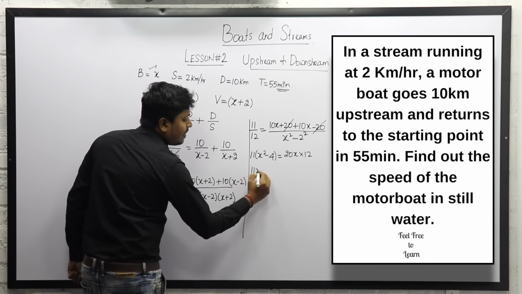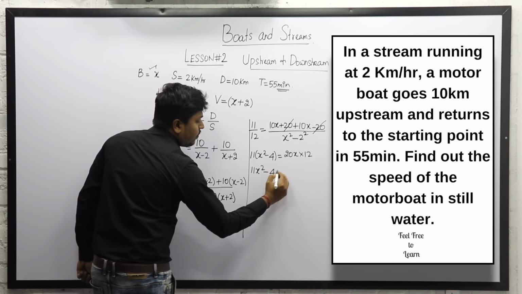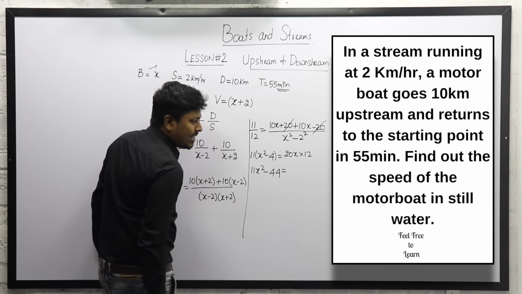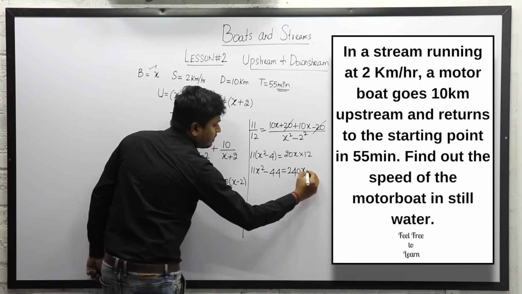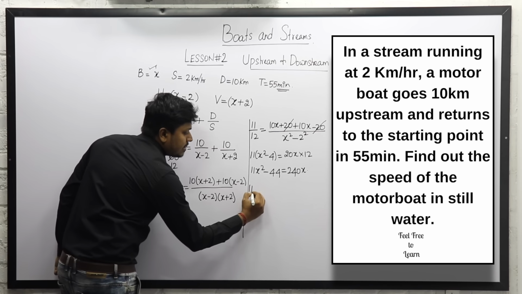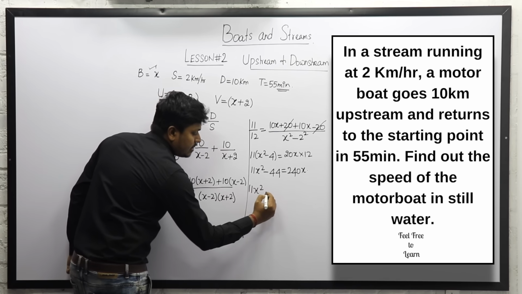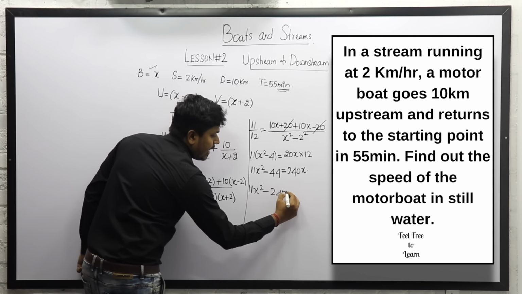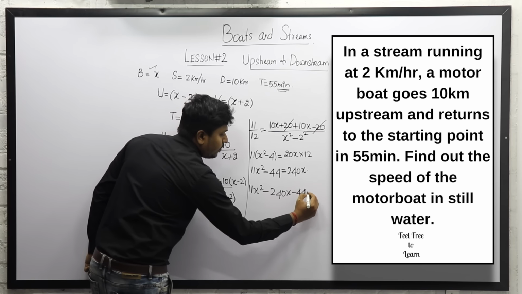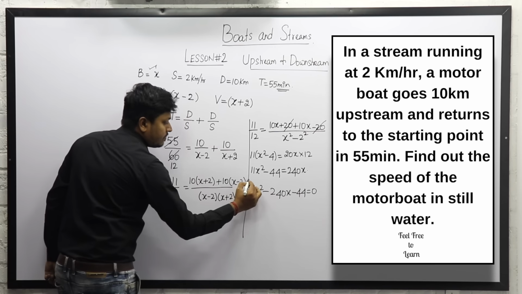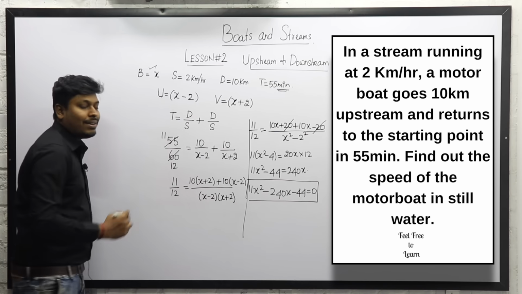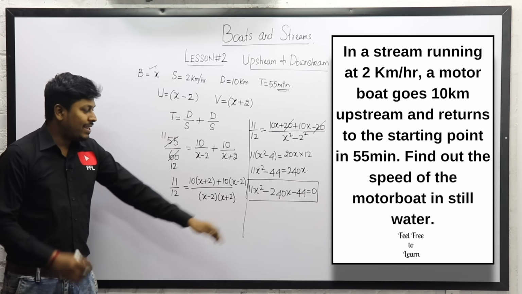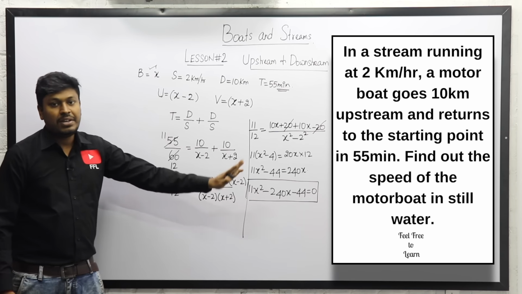So this will be 11x square minus 44 is equal to 20 into 12, which will be 240x. So finally we can write this as 11x square minus 240x minus 44 is equal to 0. So this will be the final quadratic equation that we got. Now we need to solve this quadratic equation and get the answer.